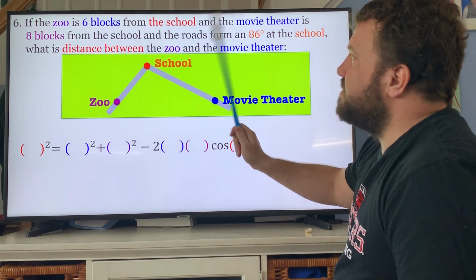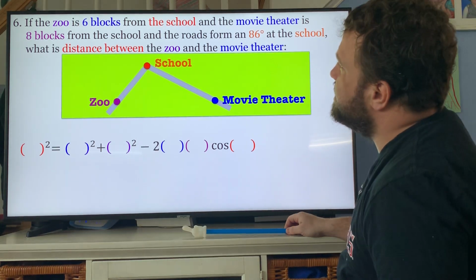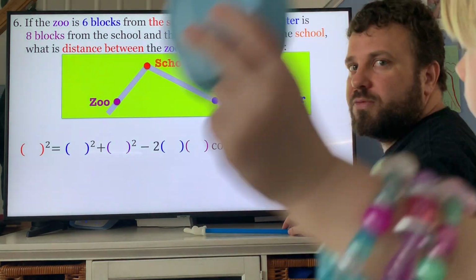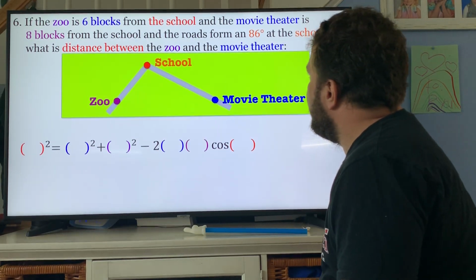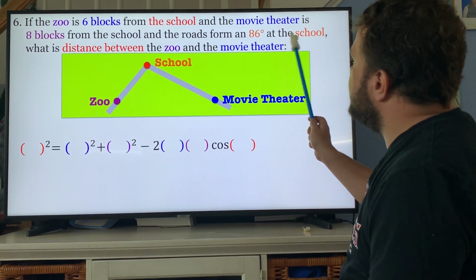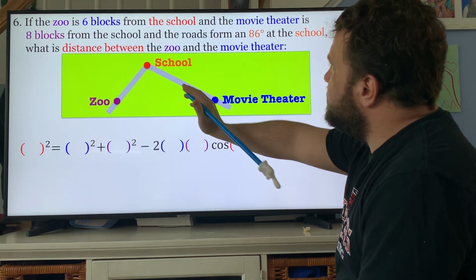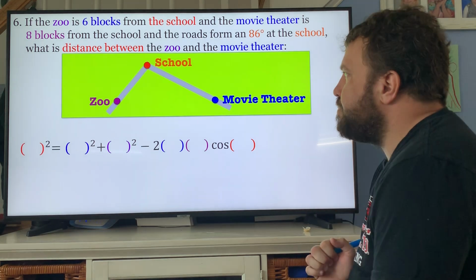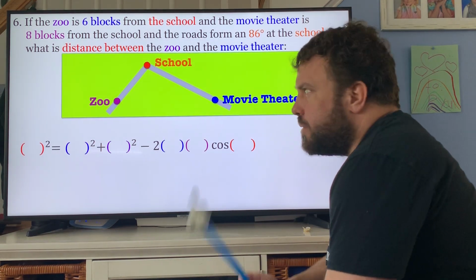If a zoo is 6 blocks from the school, and the movie theater is 8 blocks from the school, and the roads form an 86 degree angle at the school, what is the distance between the zoo and the movie theater? Try to set it up on your own.